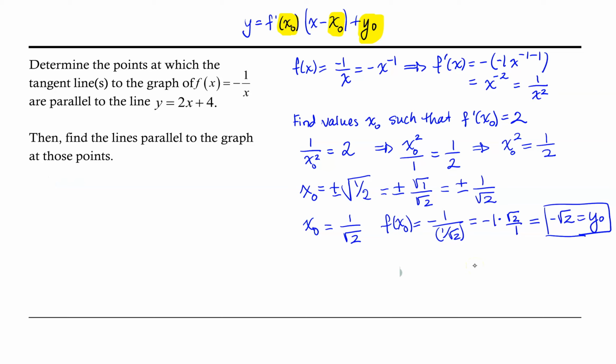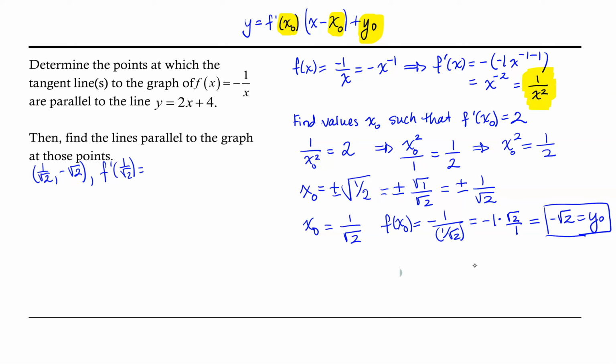So I've got one coordinate pair, with an x value of 1 over square root of 2, and a corresponding y value of negative square root of 2. And now I need the slope of the tangent line at that point to be able to write the equation of that tangent line. So now we need to find f prime at 1 over square root of 2.